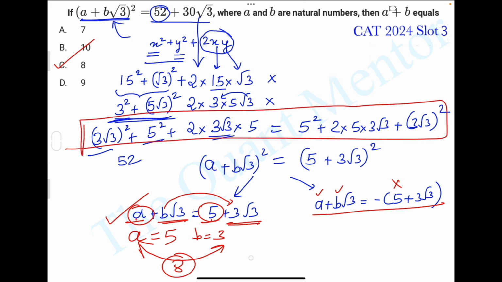You just have to break 52 + 30√3 as 5² + 2 × 5 × 3√3 + (3√3)². Okay, that is basically (5 + 3√3)². And that's how you get a + b√3 as 5 + 3√3. Comparing, we get a as 5 and b as 3. a + b is 5 + 3, which is 8. The answer to your question.